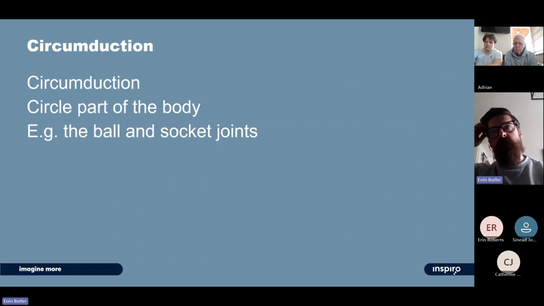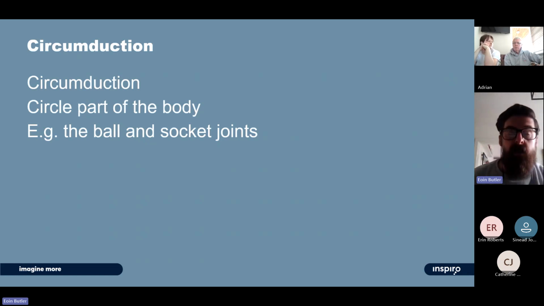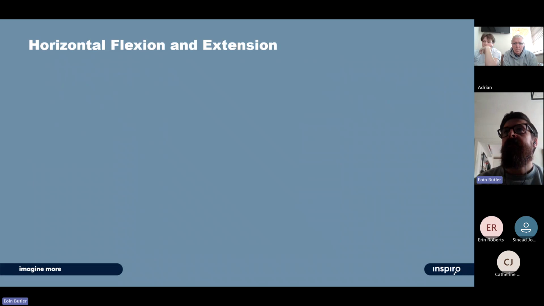Circumduction, to circle part of the body. So for example, the ball and socket joints. Here is where we are causing circumduction, where we can go backwards and we can also bring it forward. So lots and lots of big movement around the ball and socket joint can also be done at the hip. Okay, so circumduction, circling the shoulder or hip joint. It's not a great example of that picture.